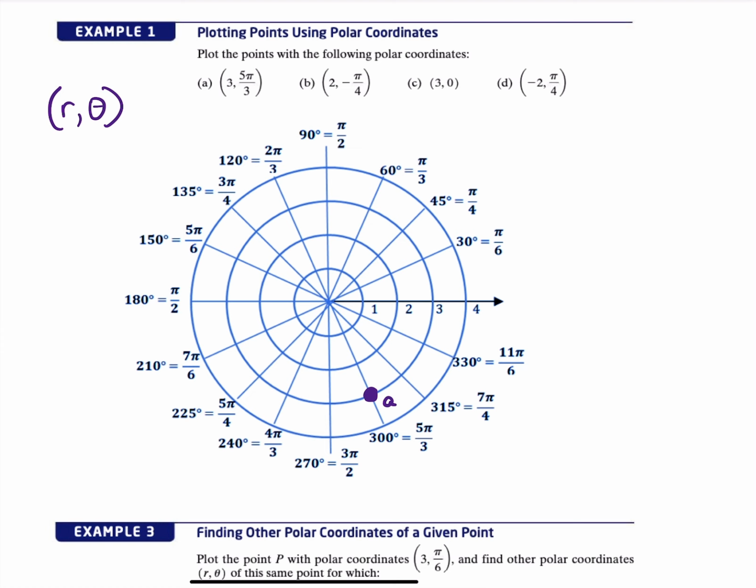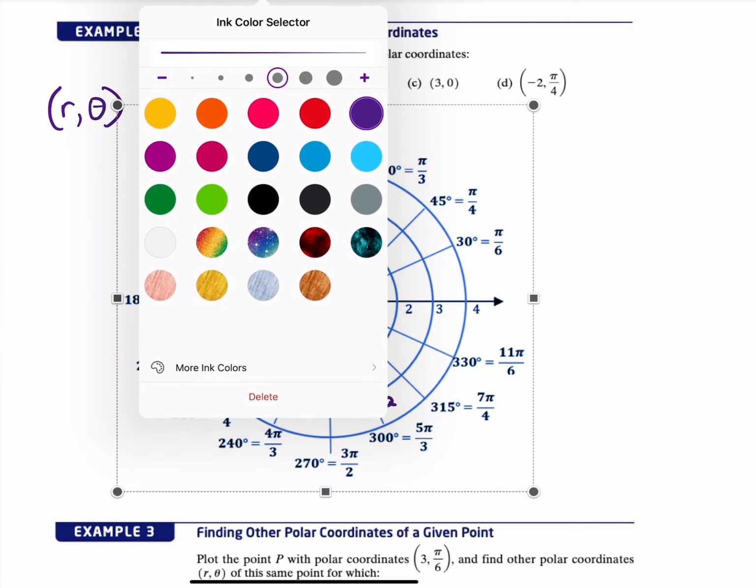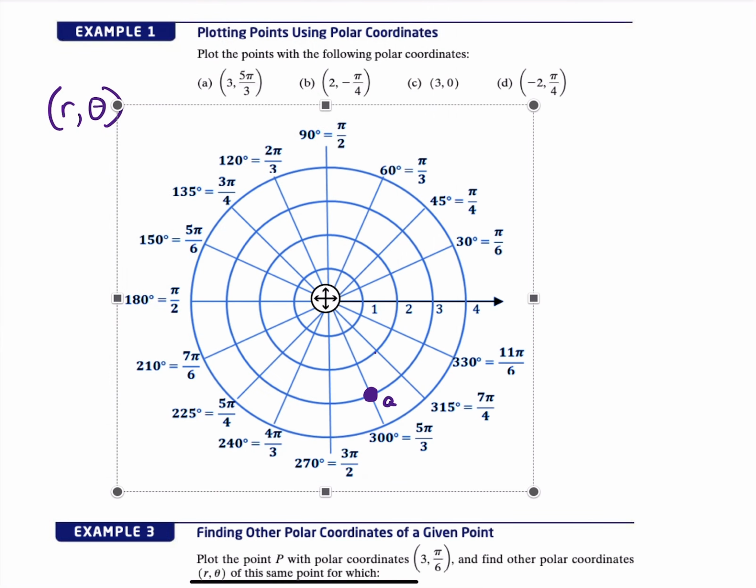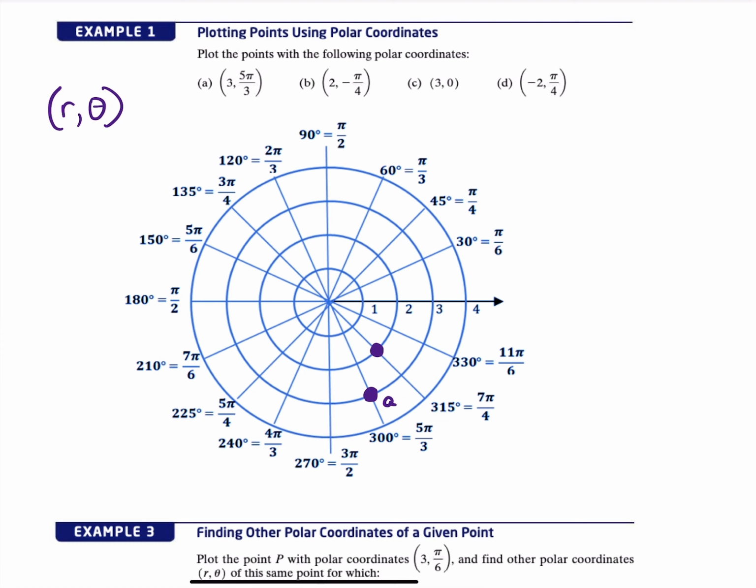For part B, we have the point (2, −π/4). So you can imagine going to the circle of radius 2, and then the angle is negative, so that will put us in the fourth quadrant as well at the distance of 45 degrees or π/4. So coterminal with 7π/4. So this will be our second point down here.